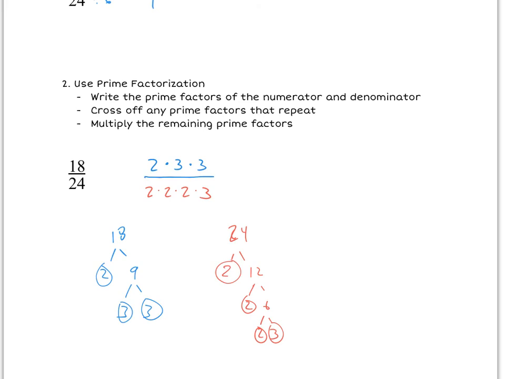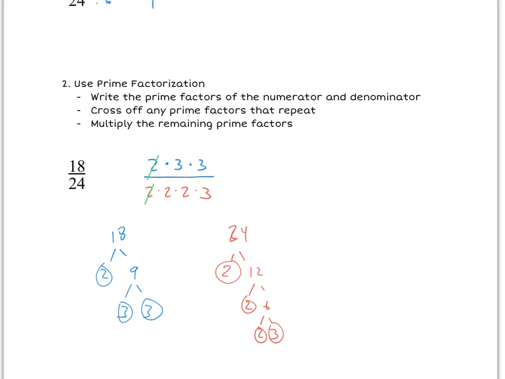Number 1 is write the prime factors of the numerator and denominator. The prime factors of the numerator are 2 times 3 times 3. Prime factors of the denominator, 2 times 2 times 2 times 3. Then it says cross off any prime factors that repeat. So if it's in the top and the bottom, we cross it off. There's a 2 on the top. Is there a 2 on the bottom? Yes. So we're going to cross off one 2 on the top, one 2 on the bottom. There's a 3 on the top. Are there any 3s on the bottom?